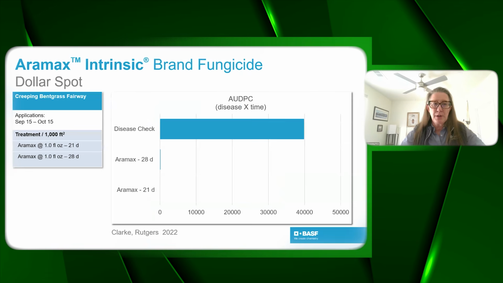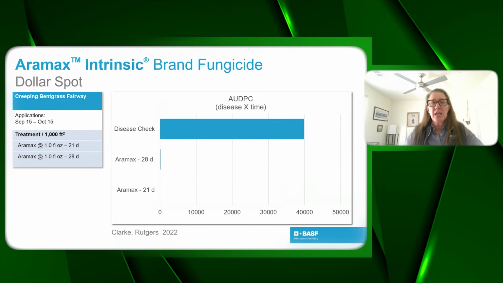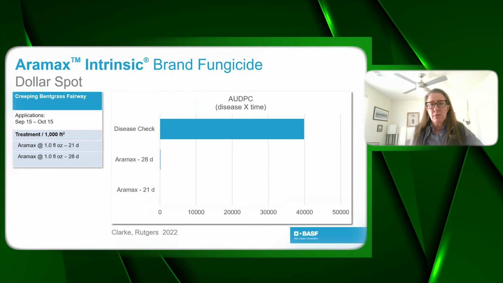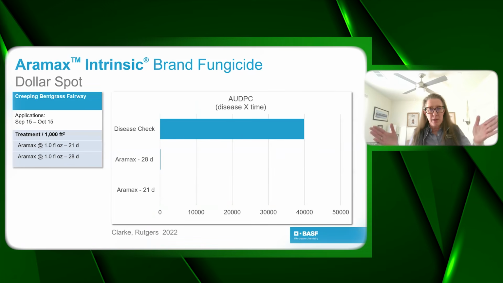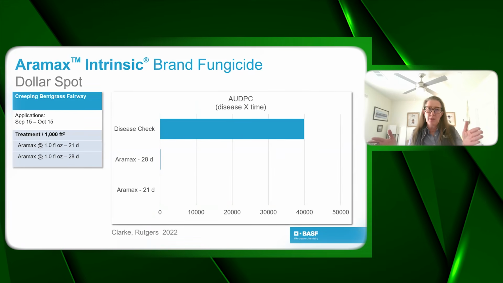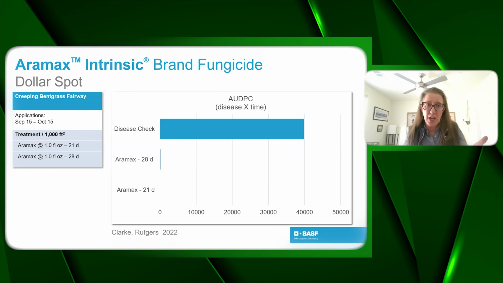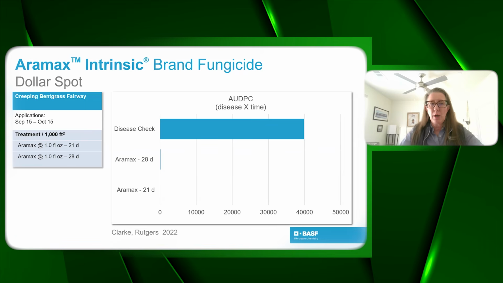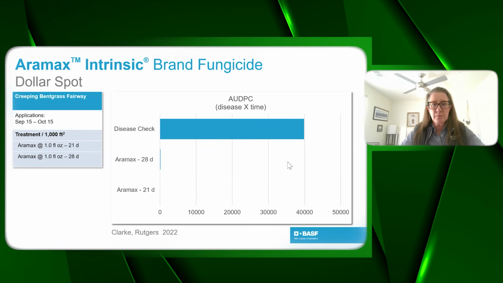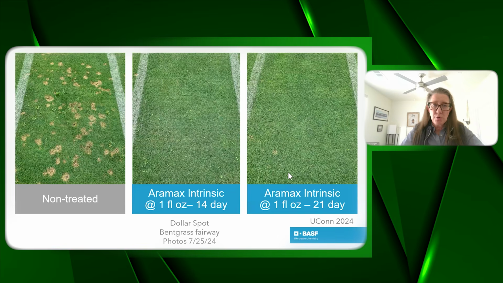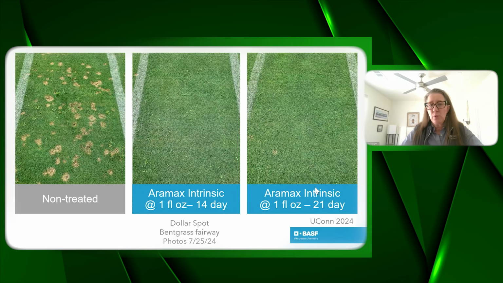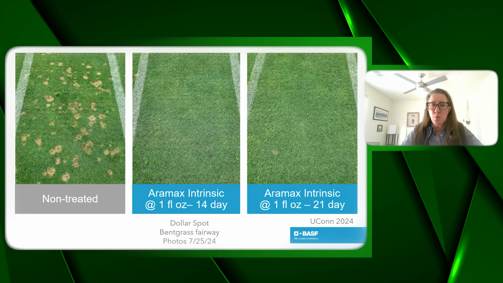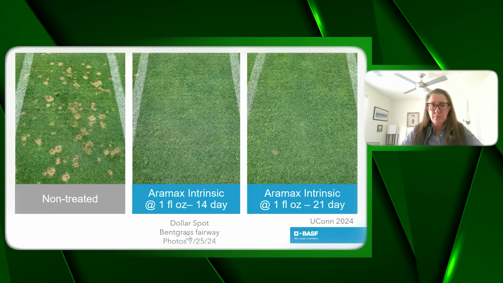Here you have 2 different intervals, 21 and 28 days, and you're looking at area under the disease progress curve, which is a really simple way to think about this over time. This is a month's worth of control and how well did it stack up compared to the disease check. So 21 days, 28 days, both clean. This is Bruce Clark at Rutgers in 22. Here we're looking at non-treated, which looks dreadful, and we're looking at a 14 and a 21 day, and they both look really good. 2024 bentgrass fairways.